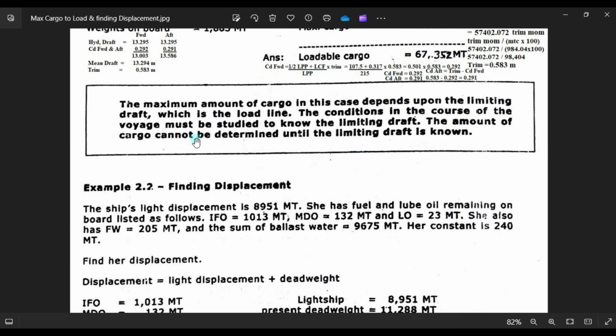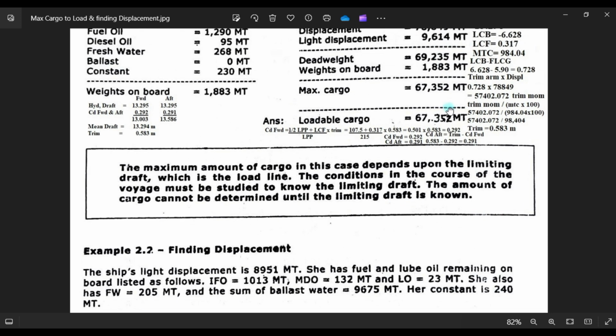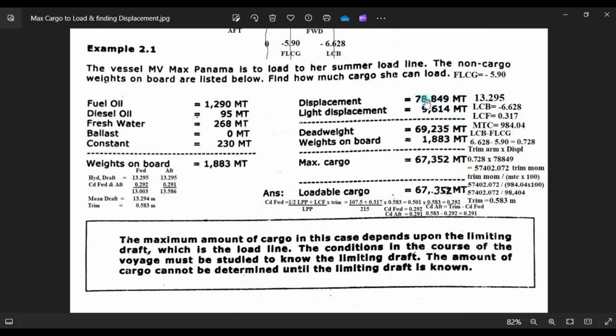And the maximum amount of cargo in this case depends upon the limiting draft, which is the load line, and the conditions in the course of the voyage must be studied to know the limiting draft. So you must know your limiting draft. The amount of cargo cannot be determined until the limiting draft is known. So you must know your limiting draft, which is the summer load line. So let's check the summer load line.